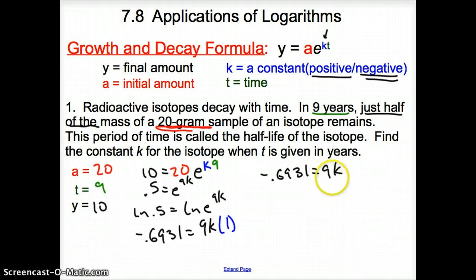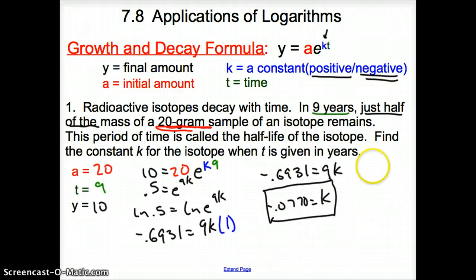9k. How can we get k by itself? We have to divide both sides by 9. So k equals negative 0.0770. We have our constant k for the isotope. Now it says it is decaying, so should this be negative? Yes, it should be negative, so we have our right k.